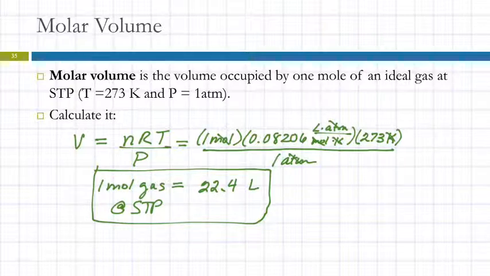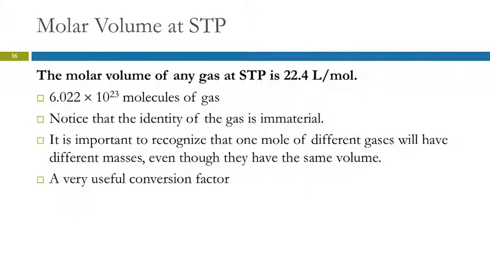So this number makes a great conversion factor between moles and volume of a gas at STP. Any questions? This value is true for any gas at STP. A mole, remember, is 6.022 times 10 to the 23rd particles, molecules or atoms of the gas. So this many molecules of any gas at STP occupy the same volume.